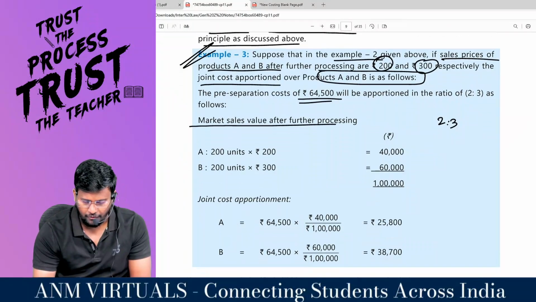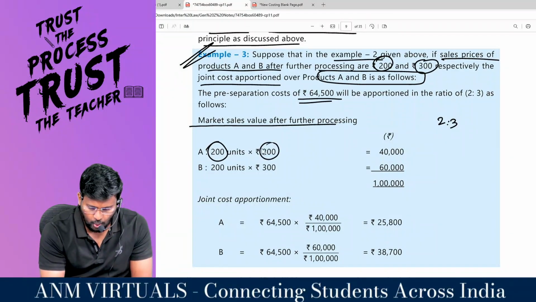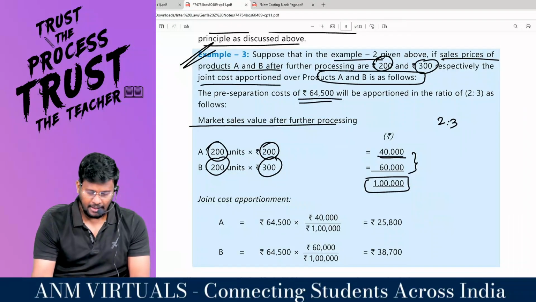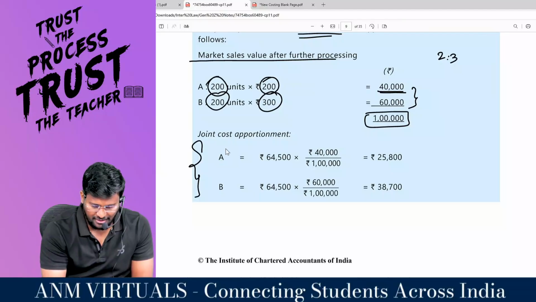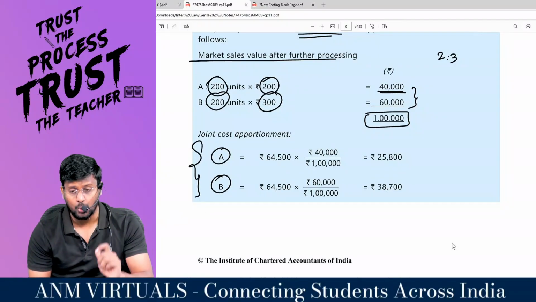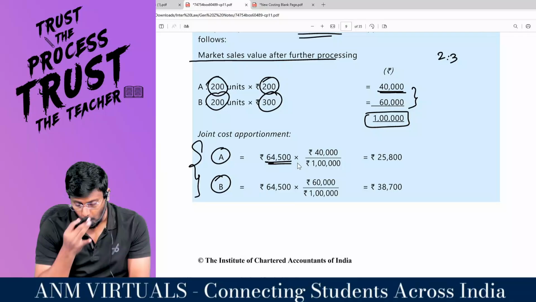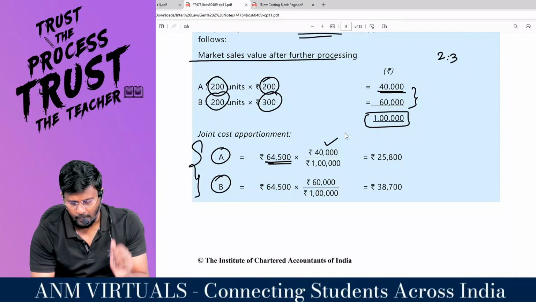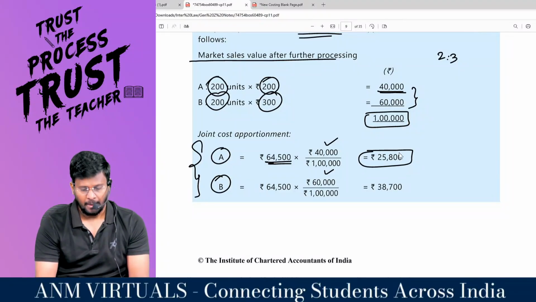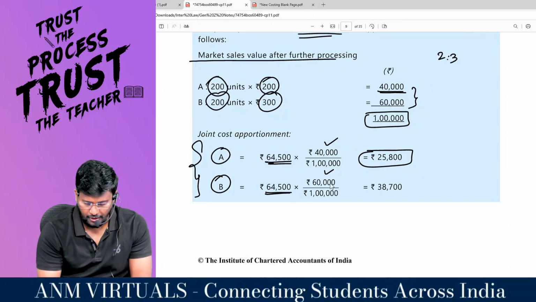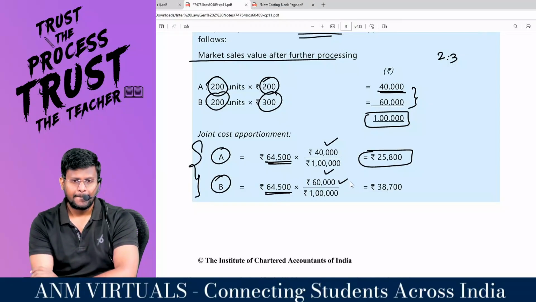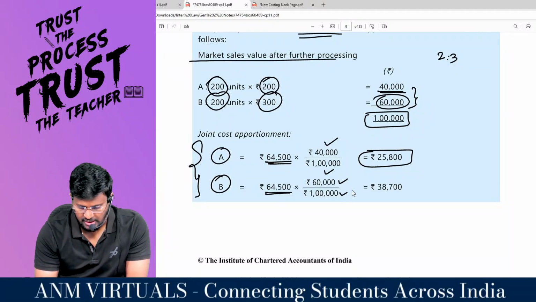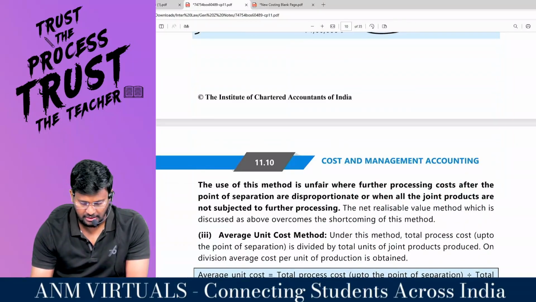Market sales value after further processing. How many units of A are you going to sell? 200 into 200, 40,000. Sir, 200 into 300 comes to 60,000. Total comes to 1 lakh. Now can I apportion the joint cost? Which is nothing but apportioning to A and to B. What is the total joint cost? 64,500 into the sale value of product A after further processing, divided by the total sale value of 1 lakh, which comes to 25,800. What is the total joint cost? 64,500 into the total sale value of product B after further processing, 60,000 divided by 1 lakh.